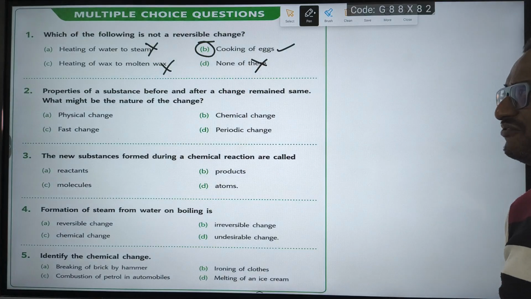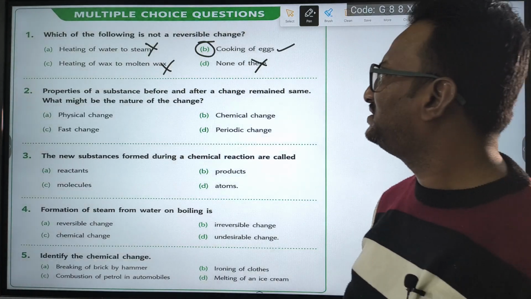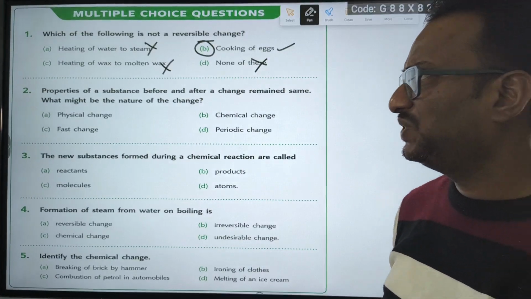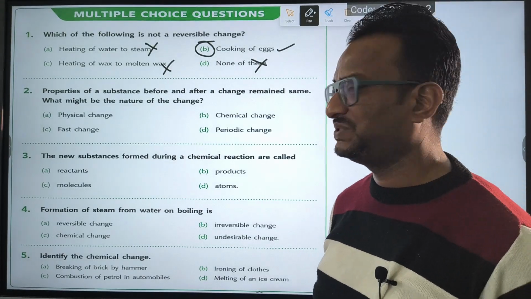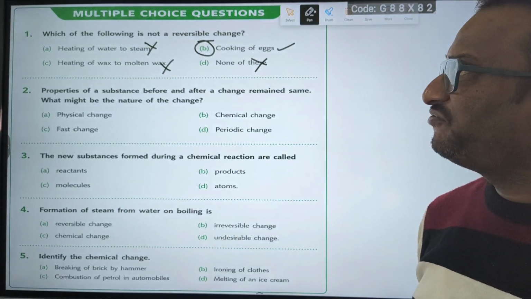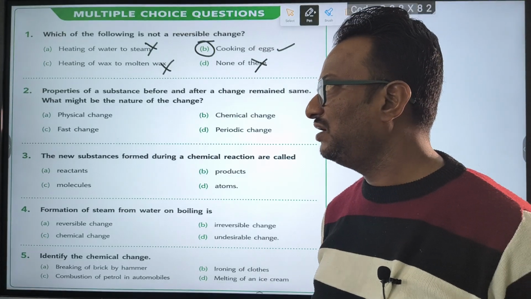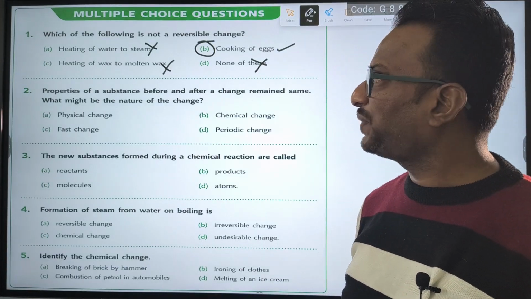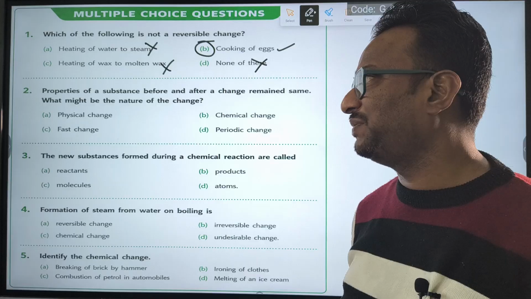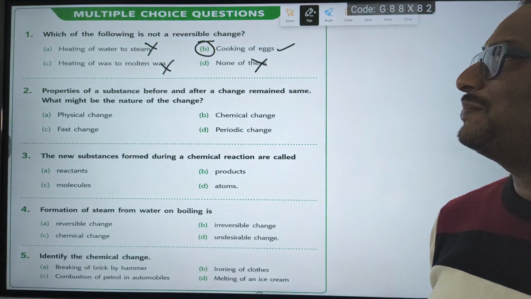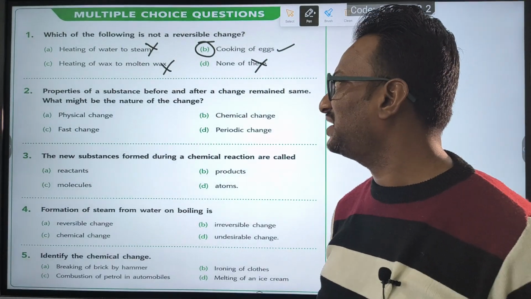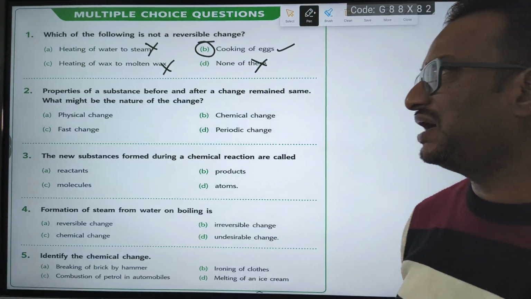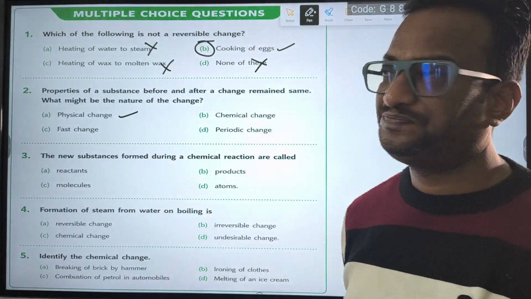Properties of substances before and after a change remained same. What might be the nature of substance? C. Before changing and after changing, the properties of a substance remain same. If it is same, what might be the nature of change? Physical, chemical, fast, periodic. It is a physical change.